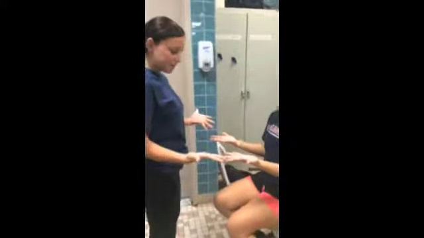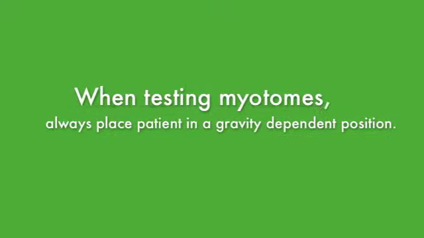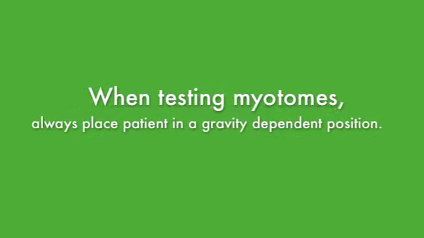T1 myotome is finger abduction. She's going to abduct her fingers and I'm going to apply resistance. Now we will be testing the deep tendon reflexes for the upper quarter for C5, C6, C7.